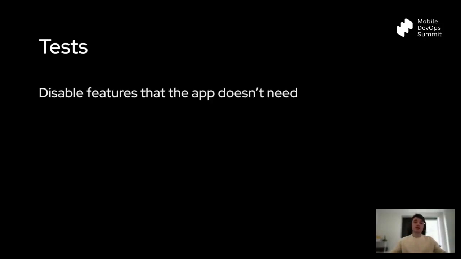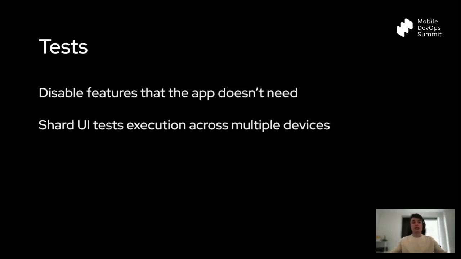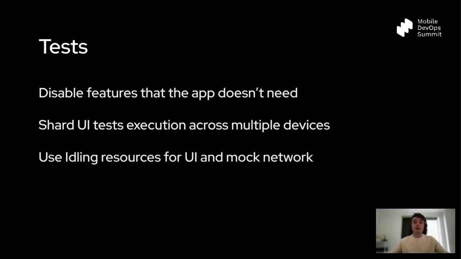As for the tests, I would recommend disabling features that the app doesn't use, which could be sensors, animations, cameras, whatever is not used in the application. You will not use the resources for supporting these features if you disable them in the first place. Shard UI test execution across multiple devices because it can save build duration, and launching the test suite across several devices can speed up the processing of the entire suite. Use idle resources in smart ways for UI.